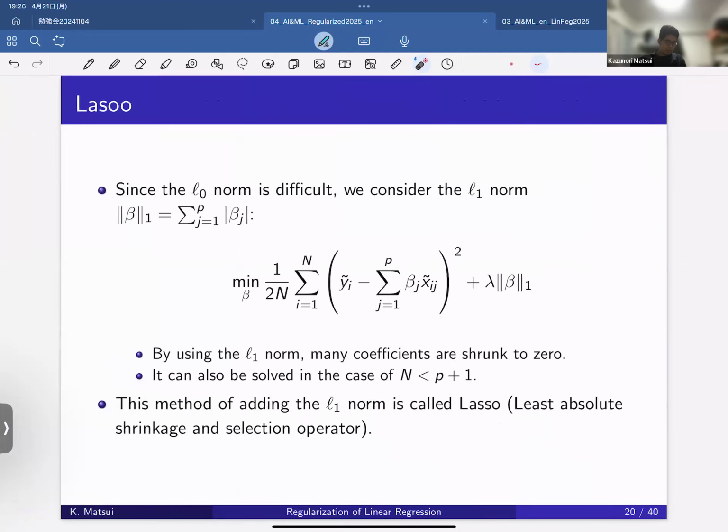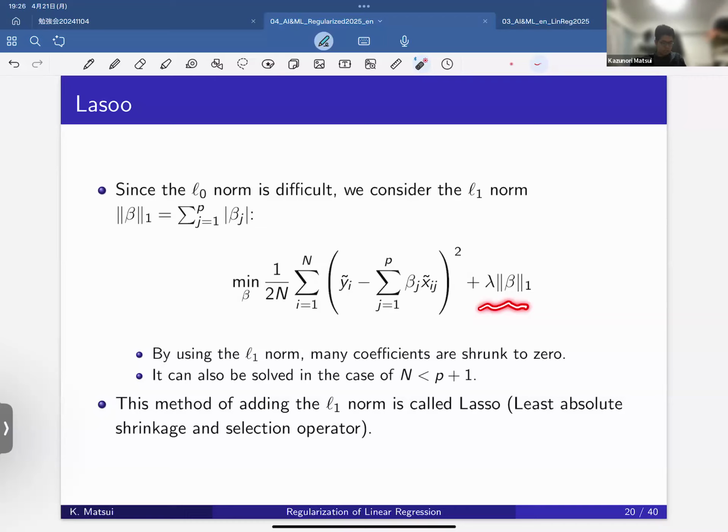Since the L0 norm is difficult to handle, the L1 norm is often used instead. The L1 norm is the sum of absolute values of each value. Earlier, we added the sum of squares of the parameters to the minimization problem, but we can also add the sum of absolute values to the problem. Interestingly, using this approach causes many coefficients to shrink to zero.